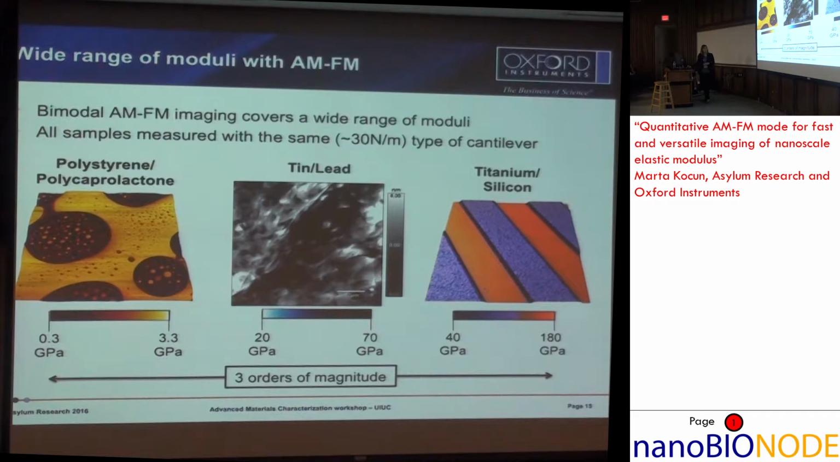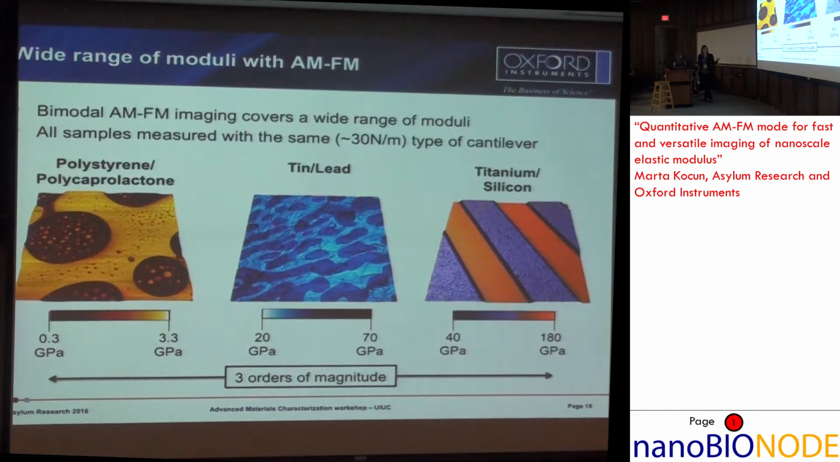In the middle there is a tin-lead sample, and what I'm showing you here is the topography. The topography doesn't look that interesting. But when we did the analysis and looked at the modulus, we saw these domains. I don't know exactly what's going on in the sample. It's really just solder that I squeezed between two mica sheets to have it flat, and we're able to see probably the tin-rich and lead-rich domains. And again, the titanium-silicon sample that I showed you in the previous slide.